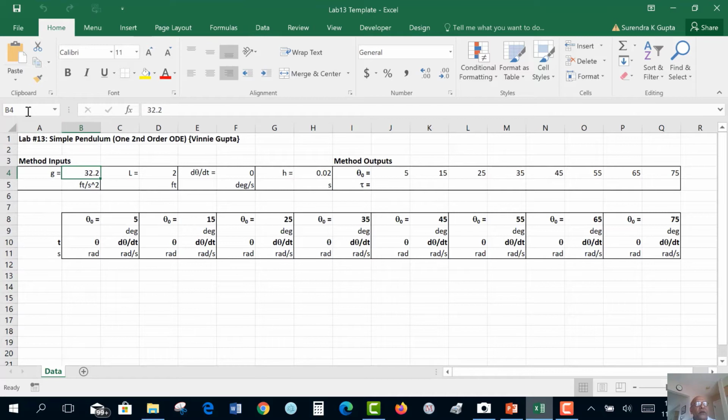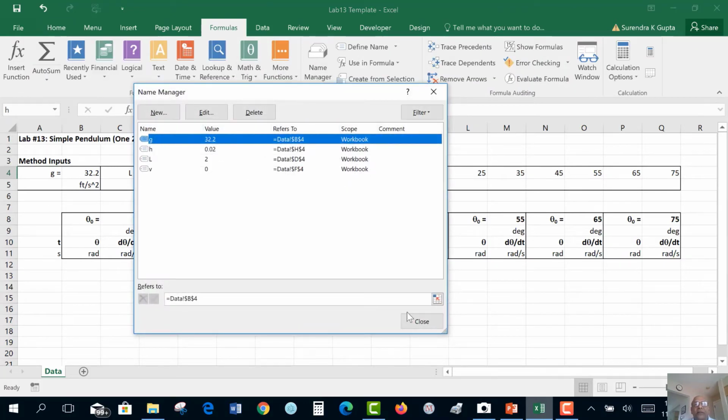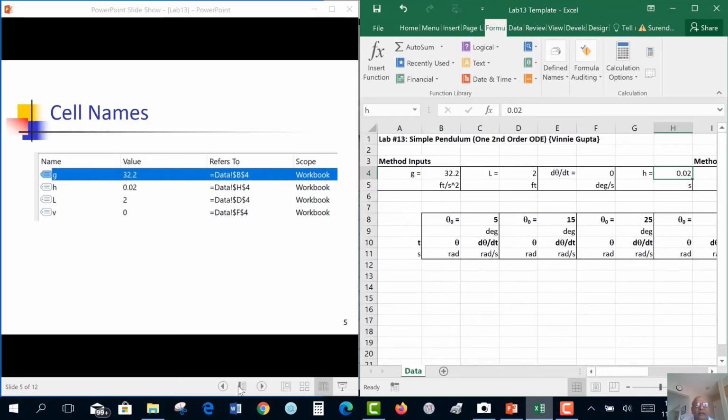So this cell we are going to name G. This cell we are going to name L. This cell we are going to name V. This cell we are going to name H. Always a good idea to check name manager, and we have these 4 names.